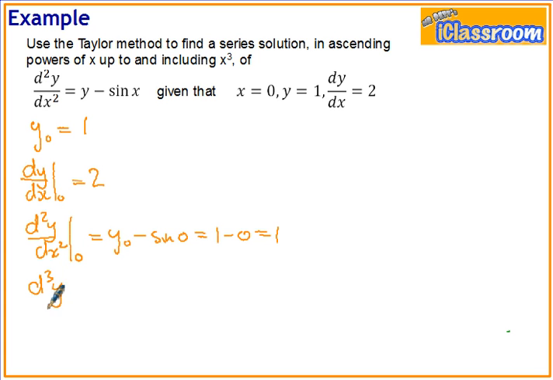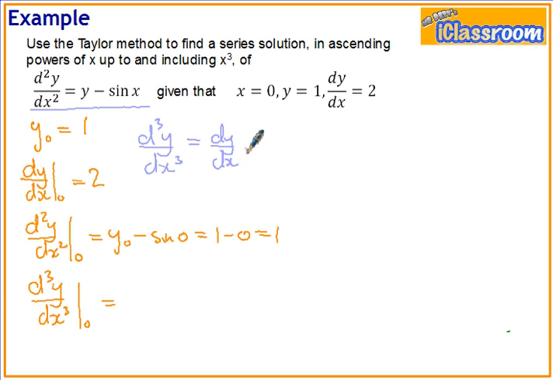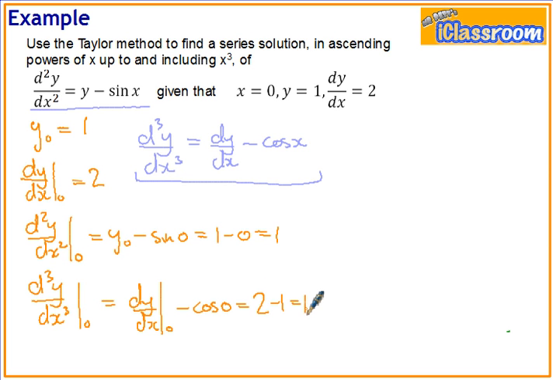Next I need to find d3y by dx cubed evaluated at 0. Well, where's this going to come from? If we go back to our differential equation and differentiate it, we end up with d3y by dx cubed equal to dy by dx minus cosine of x. I can now evaluate this at 0 to find that d3y by dx cubed is equal to dy by dx evaluated at 0 minus cosine of 0, which gives me 2 minus 1, which is 1.